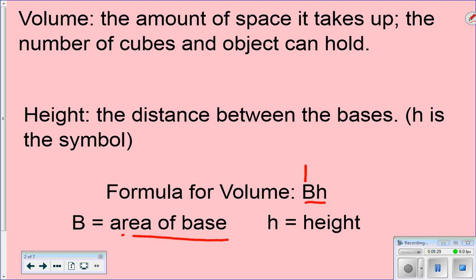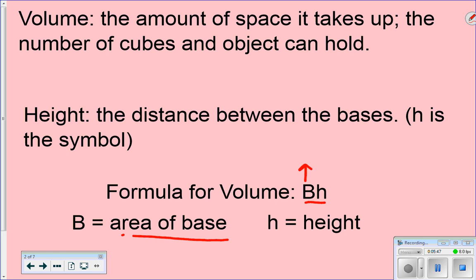So this could be the area of a triangle. It could be the area of a square, a rectangle, a trapezoid, or whatever polygon is up there. Okay, so for example, let's say we're finding the volume of a triangular prism, which looks just like what I had before. Looks like this.